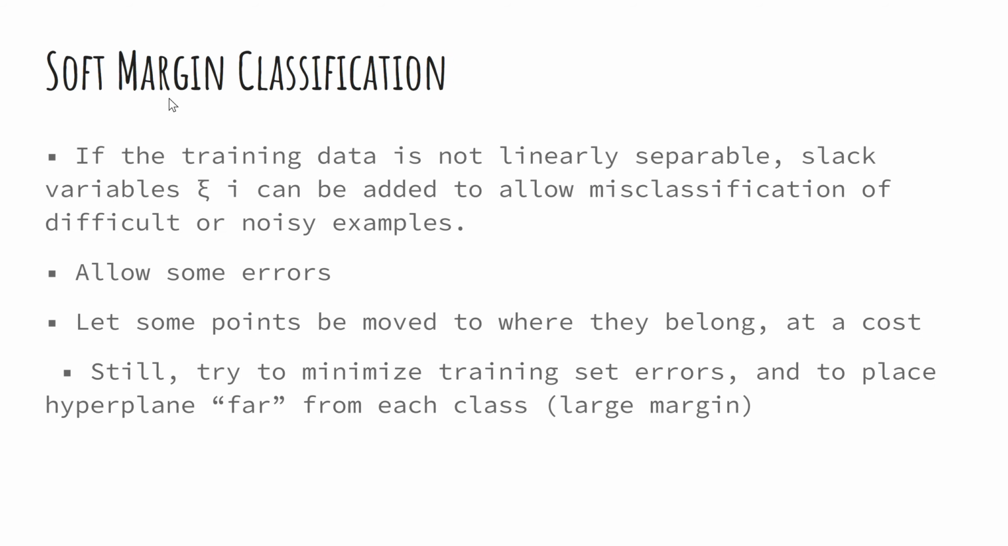Soft margin classification. If the training data is not linearly separable, slack variables can be added to allow misclassification of difficult or noisy examples. Allow some errors. Let some points be moved to where they belong, at a cost. Still try to minimize training set errors, and to place the hyperplane far from each class, for a larger margin.